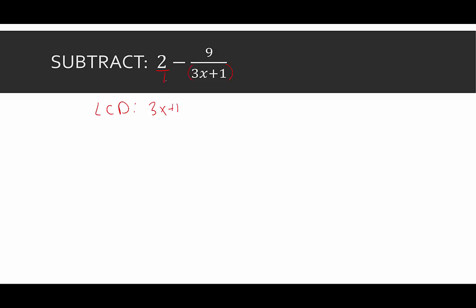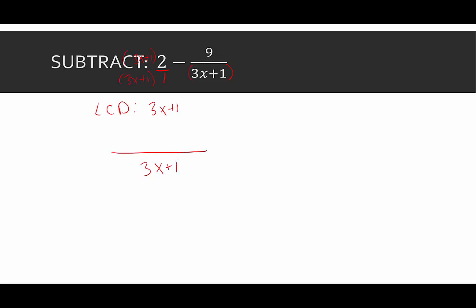Now, in order for 1 to turn into 3x plus 1, we need to multiply it by 3x plus 1. Sometimes students think that we can just add a 3x, but when we're writing equivalent fractions, you can't use addition. You have to use multiplication. So we have to multiply by that entire factor, 3x plus 1. All right, now we have our common denominator, 3x plus 1.